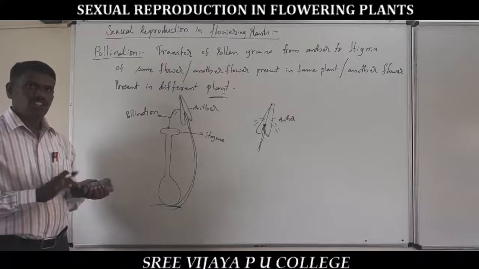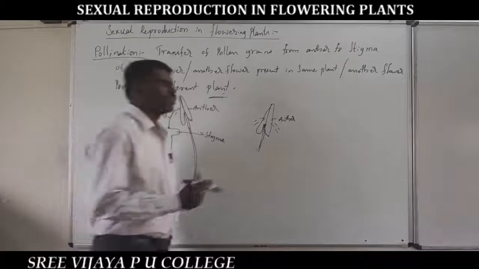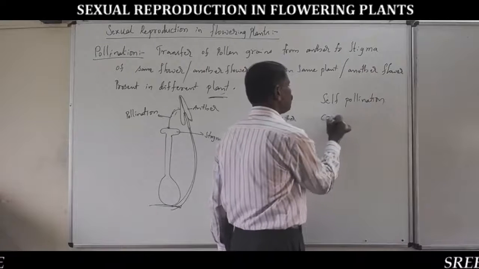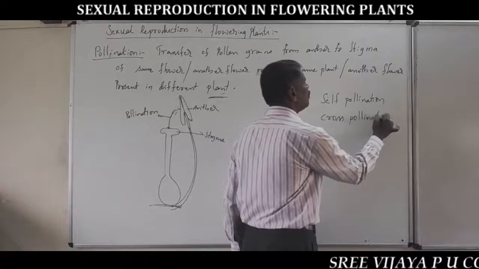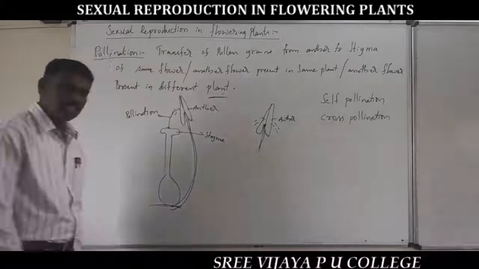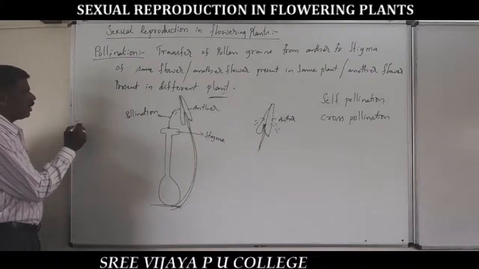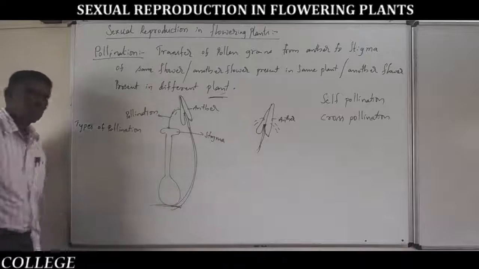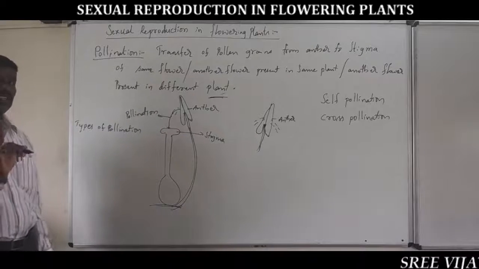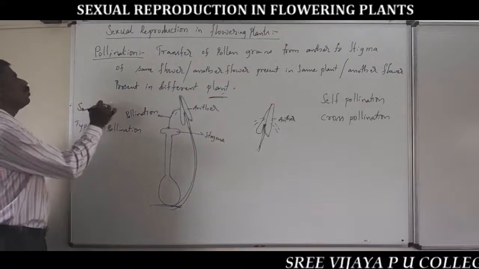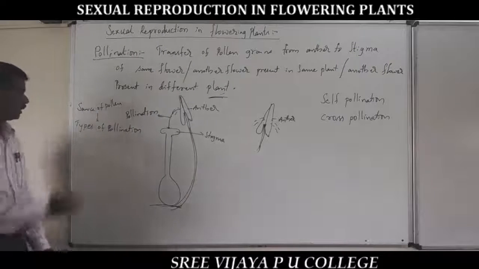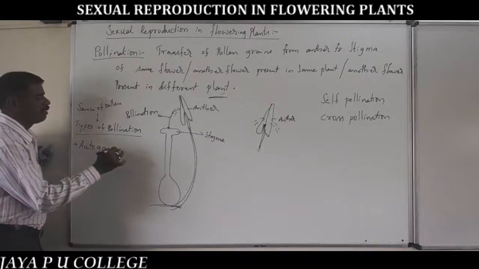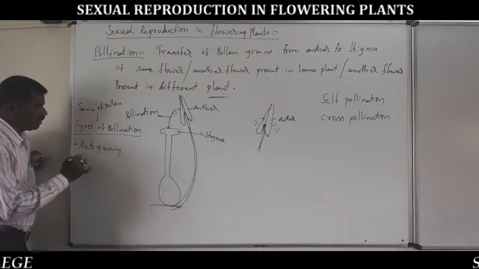Pollination is majorly of two types: self-pollination and cross-pollination. But we categorize pollination into three types, depending upon the source of pollen grain. Based on the source of pollen grain, pollination is of three types. The first one is autogamy, the second one is deuterogamy.